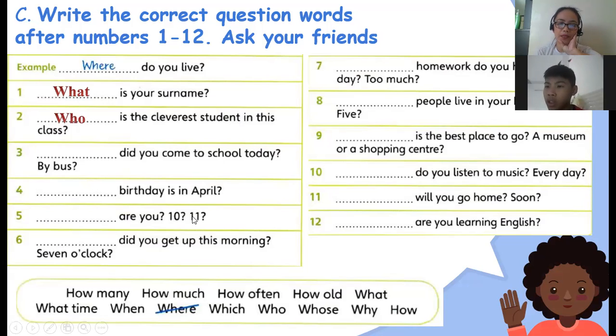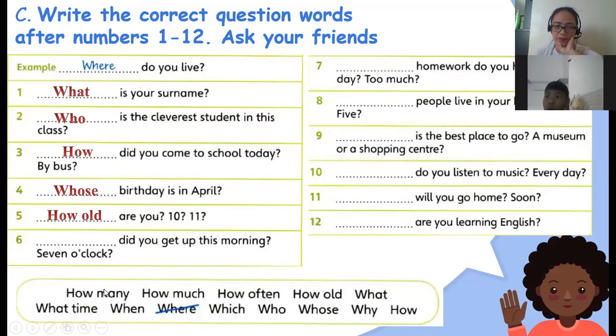Oh. Number 3. How did you come to school today? Okay, by bus. Okay, number 4. When a birthday is in... No, baby, not when. Why? No. Whose birthday is in April? Next. Which are you? No. Who are you? How are you? How old are you? How old are you?